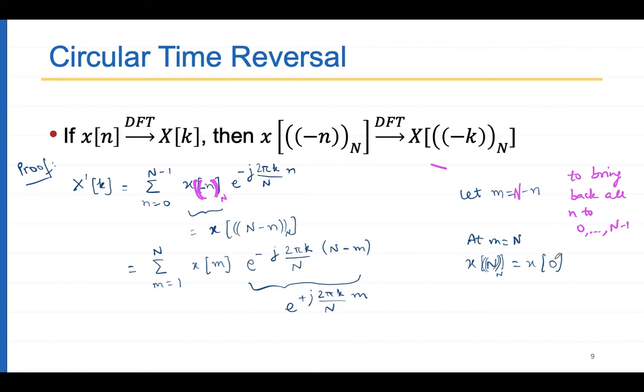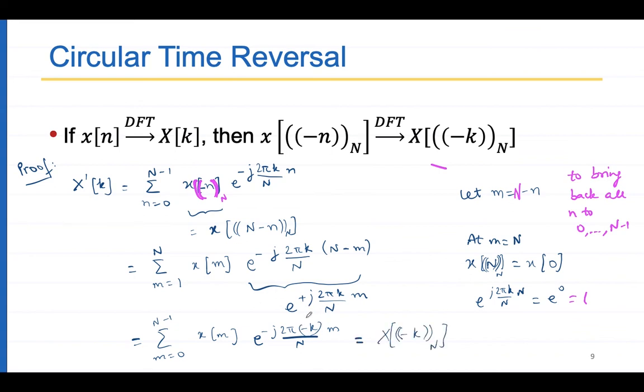So basically you just replace, and then the second term will be e to the power j2 pi k N upon N, which is e to the power 0, which is equal to 1, right? So both are the same. So you can replace this whole term at m equal to capital N with the same whole term at m equal to 0. So you can change the limits, m going from 0 to capital N minus 1, the same thing. And since it is a plus sign here, to compare it with x of k, you replace this with minus, and the minus can be absorbed by the k. So this is the same as x of minus k, right?